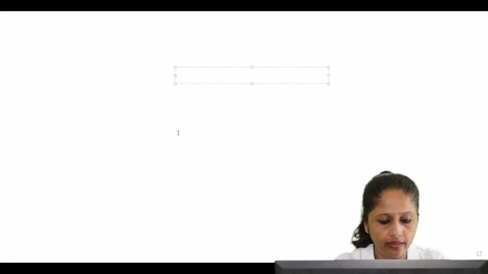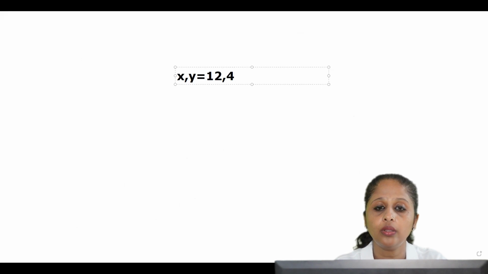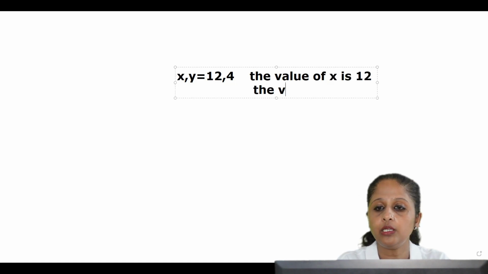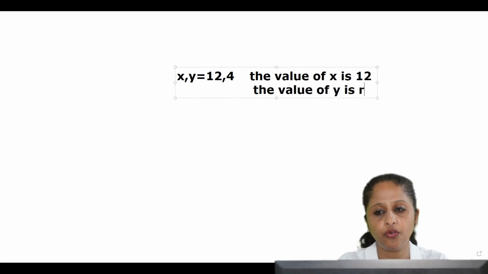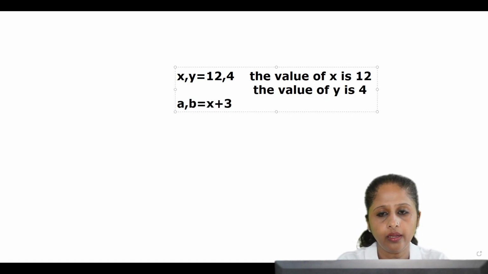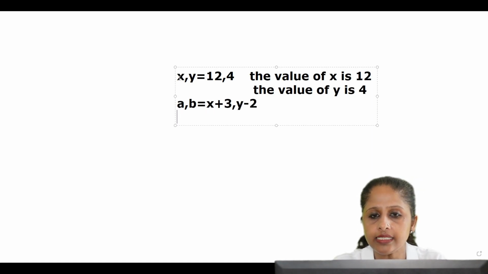Multiple assignment: x comma y equal to 12 comma 4 I am giving. Now can you say what is the value of x? The value of x is 12 and the value of y is 4. So that is the order. Now let's write another expression. For example, I am giving a comma b equal to x plus 3 comma y minus 2. Let's see. Here for x the value is 12 and for the variable y the value is 4.